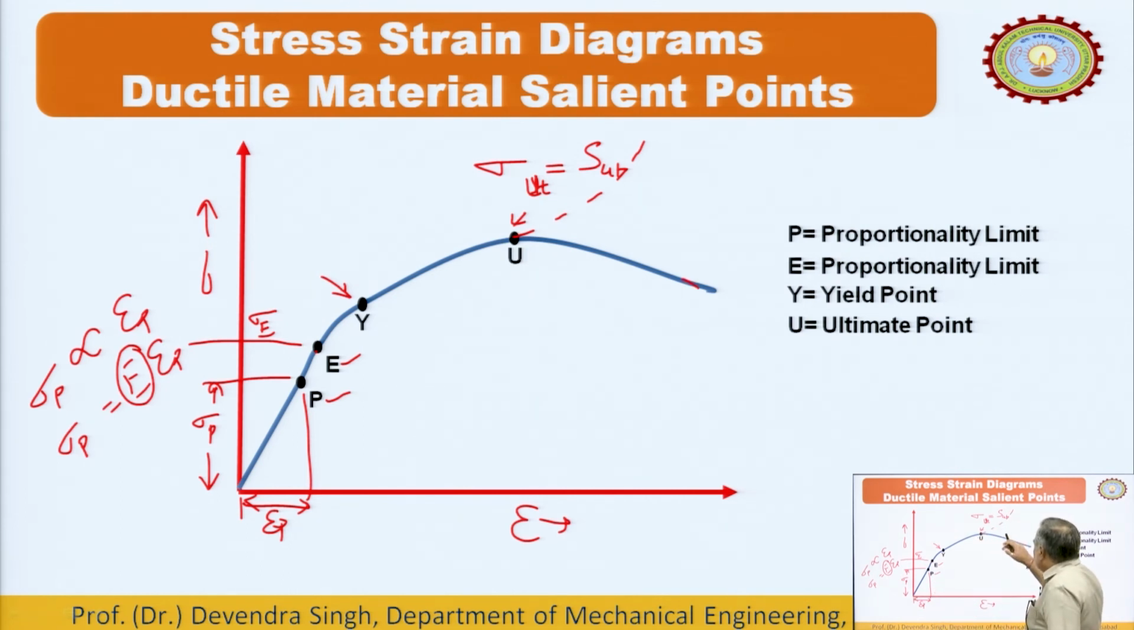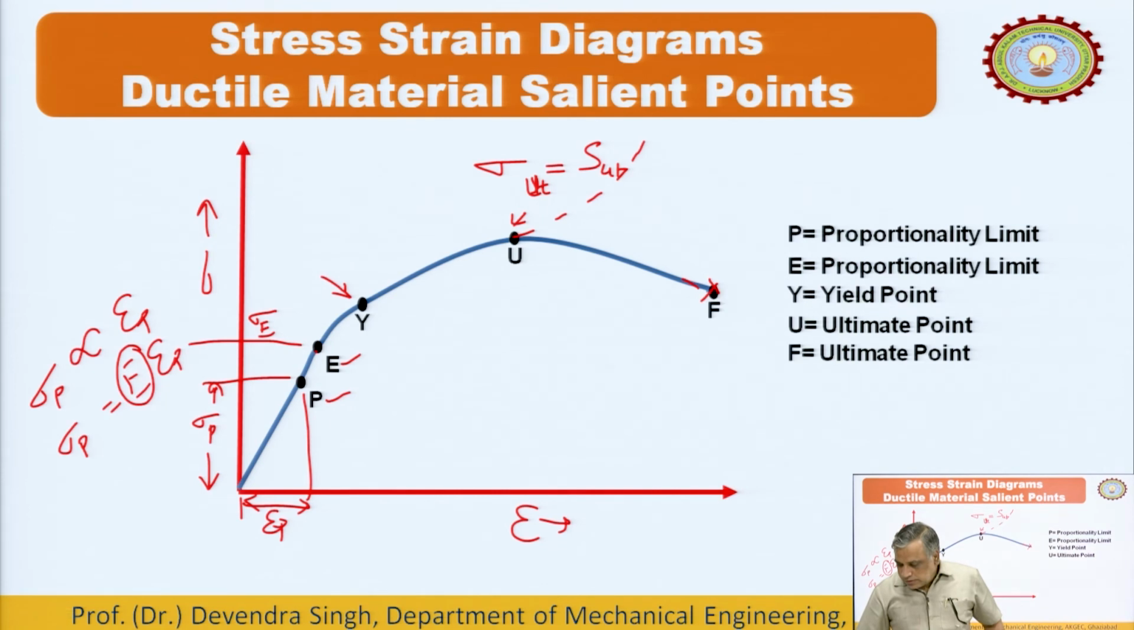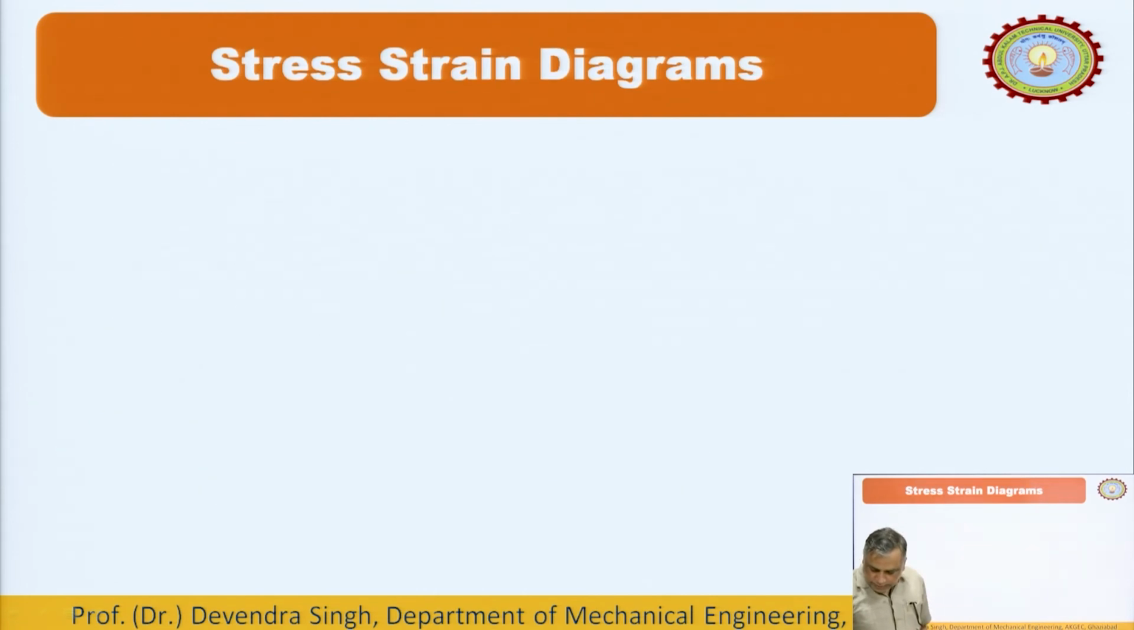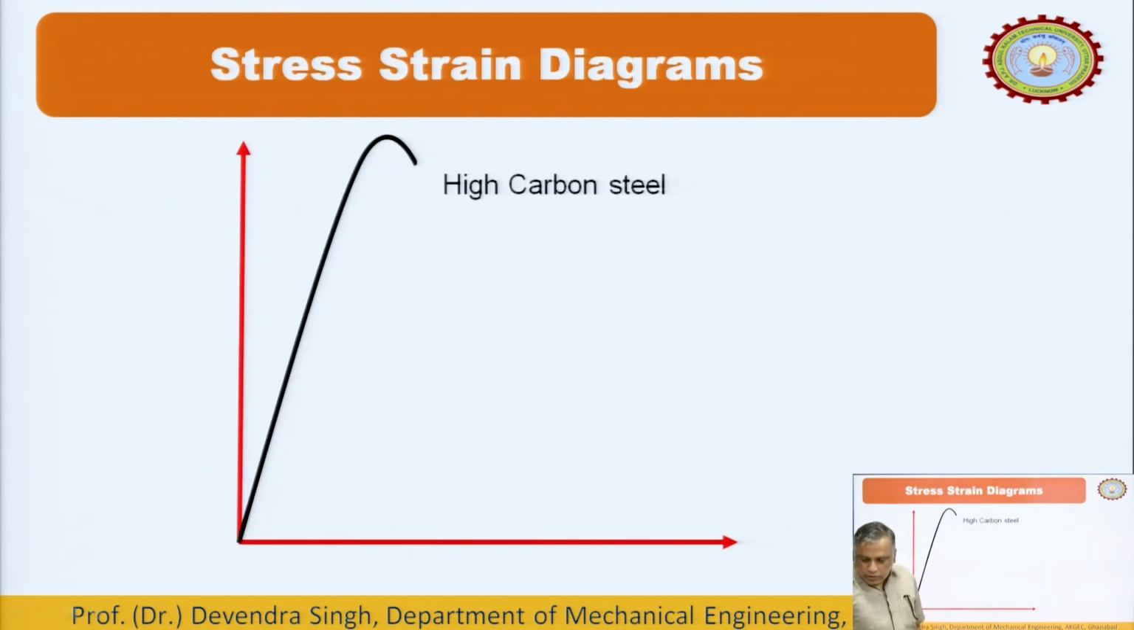this zone is called necking, and after a certain time the area is so much reduced that the load divided by the area will go beyond the strength of the material, and finally the ductile material gets fractured. So, this is your fracture point, F. This is not the ultimate point, this is a fracture point. And after the ultimate point, this portion U to F is called necking.